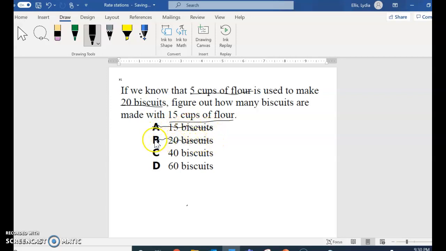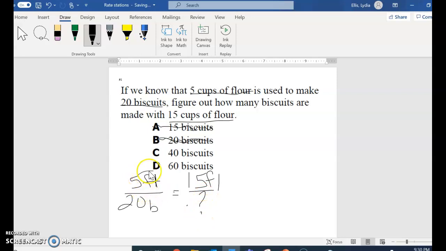So before I even start working, I'm going to cross out A and B because neither one of those numbers are larger than 20. I have to have more than 20. So what I'm going to do is write a ratio of 5 cups of flour and 20 biscuits, and make it equal, because it's the same ratio as 15 cups of flour and how many biscuits?